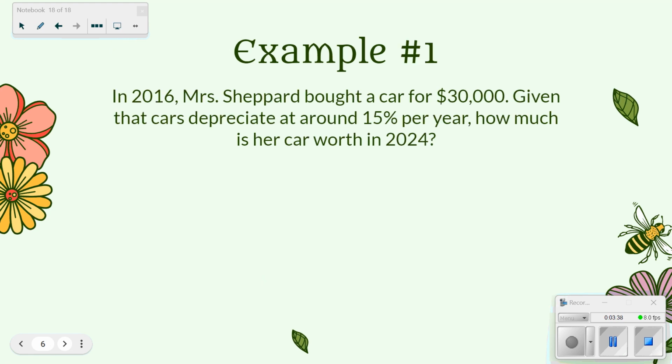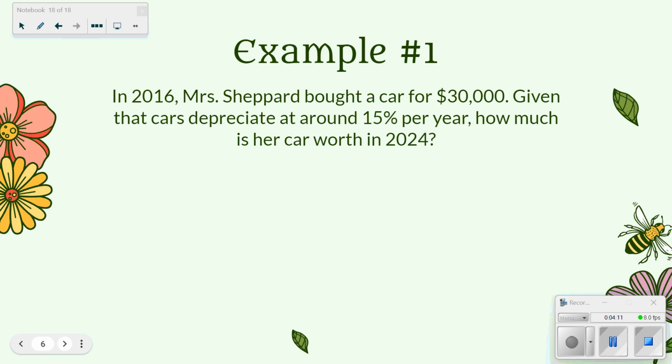So example 1, in 2016, I did buy a new car, and I'm looking to sell my car later this year, and to upgrade to get a larger model. So I have a sedan right now. I'm probably going to look to get an SUV. So I'm kind of trying to think about, okay, well, I bought my car for $30,000, and cars depreciate around 15% per year. So I want to know, how much is my car worth this year?